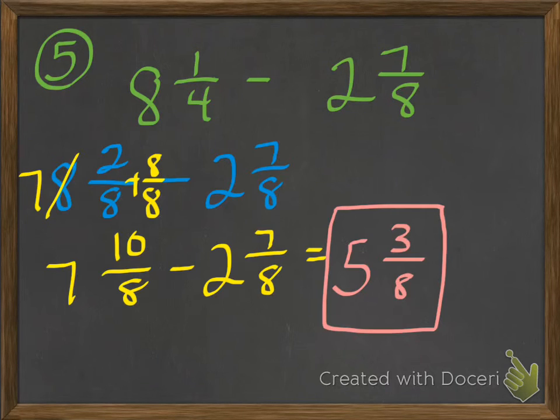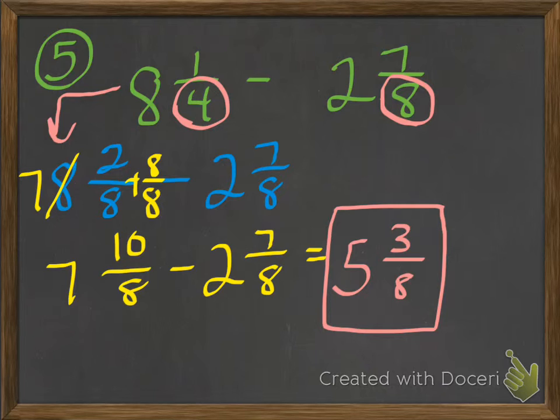Okay, I ended up with 5 3/8. Let's see here. The first thing I did was change the 4 and the 8 to a common denominator of 8. And when I changed 8 1/4, I got 8 2/8 minus 2 7/8. So this other fraction stayed the same.